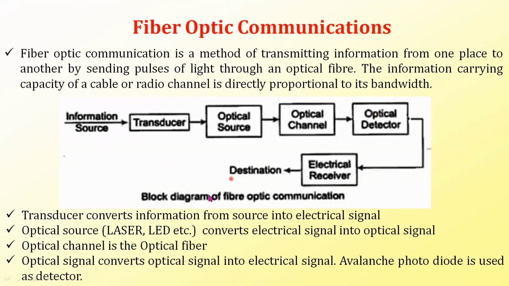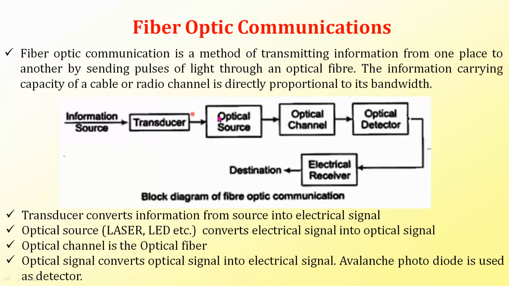This is a block diagram of fiber optic communications. You have an information source, which can be any source that generates a signal. For example, a sound system producing audio output. Then this must be converted into an electrical signal. For that we can use a transducer. A transducer is an equipment which converts the information into the form of an electrical signal.